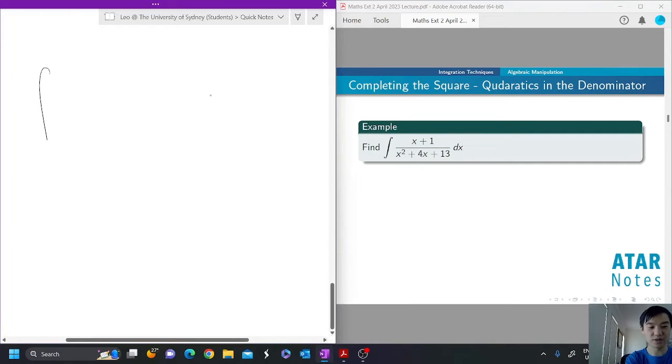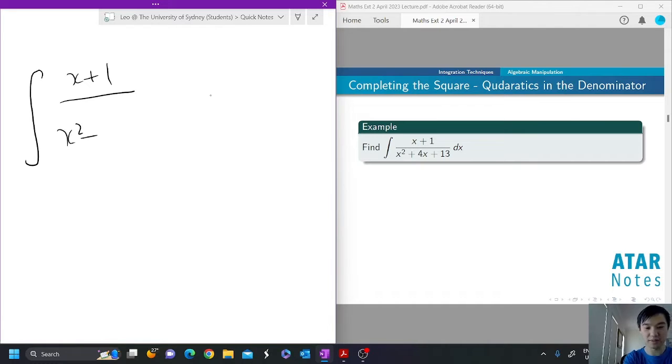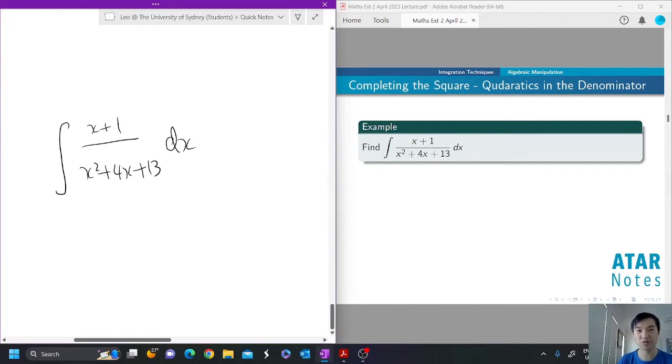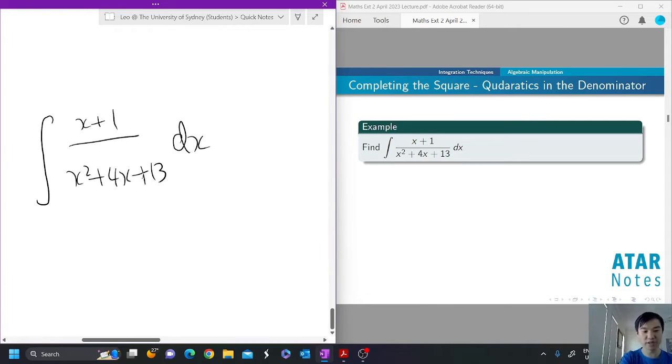Let's say we are asked to integrate (x plus 1) over (x squared plus 4x plus 13) with respect to x. So again, the same sort of guiding principles. We want to, first of all, notice that this thing in the bottom is irreducible. You can't really factorize that.